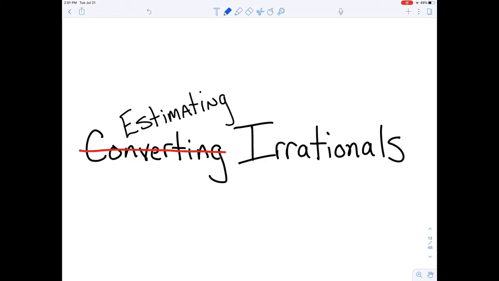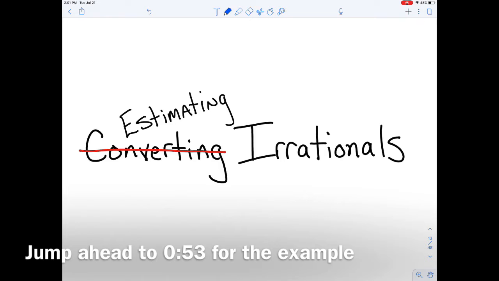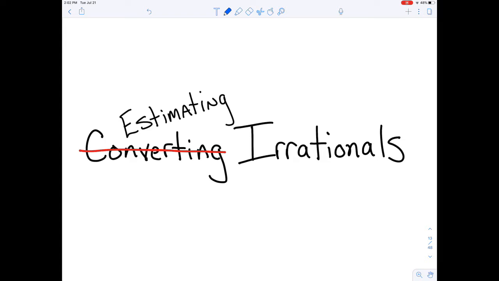You might notice that this video is not called Converting Irrationals. Converting irrationals is a long procedure that works very well to get an actual value of a square root or cube root or similar root of irrationals by hand. However, it's quite simply outdated. It works very well. There's no reason not to learn it. But at the same time, well, there is a reason not to learn it.